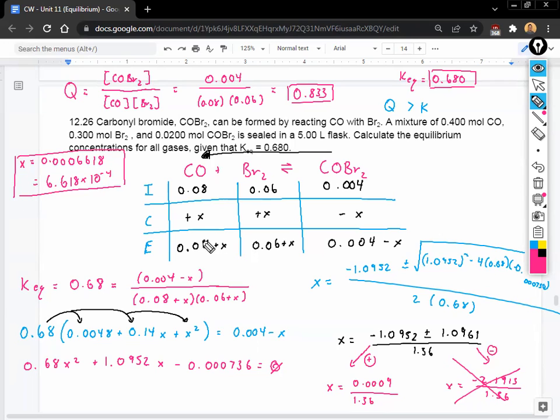But same thing as before, we're just going to plug it into our equations, and that'll give us our final concentrations. For the concentration of carbon monoxide, we will get 0.08067. The concentration of bromine gas, we are going to get 0.0607. And for the concentration of carbonyl bromide, COBr2, we are going to get 0.00334. And this is it.